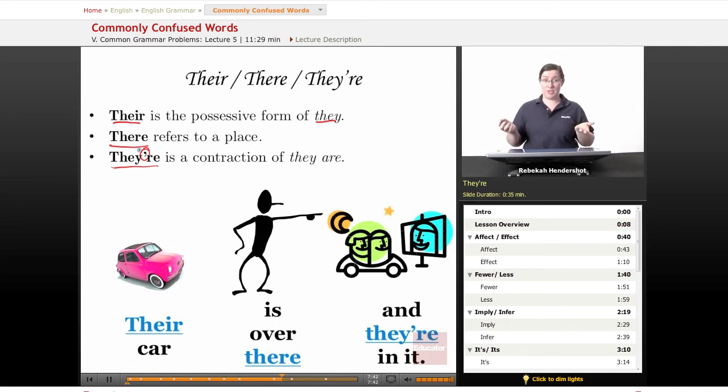Well, how do you remember this one? Just remember one sentence in which all 3 of these are used in alphabetical order. As long as you can alphabetize and remember this sentence, you'll remember which one is which. Their car, the car belonging to them, is over there, pointing, and they are there in it. Their car is over there, and they're in it. As long as you can remember your alphabet in this one sentence, you will never have problems with their, there, and they're again.